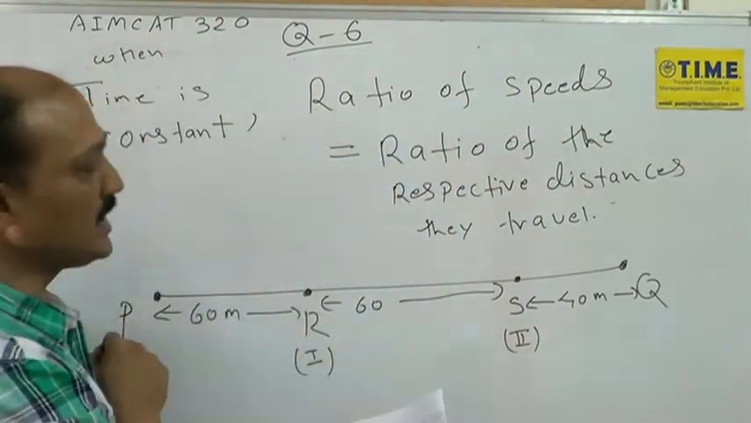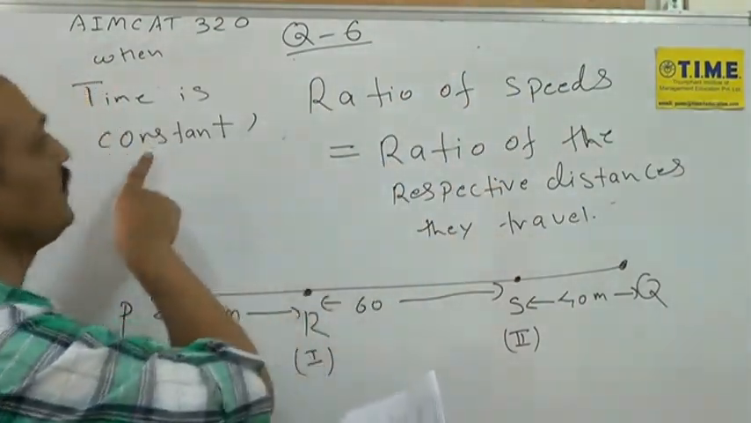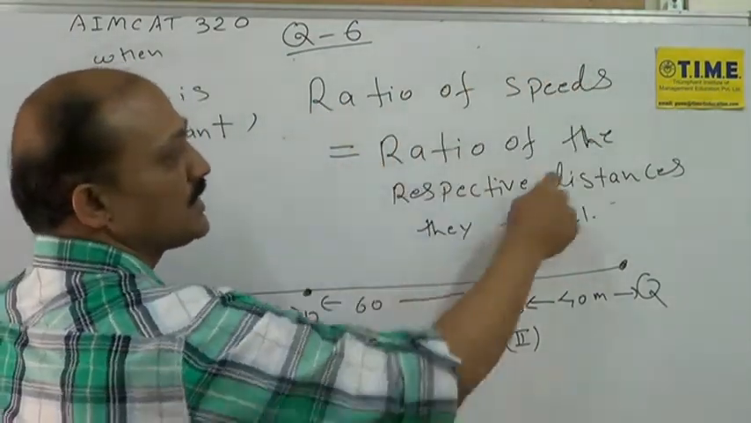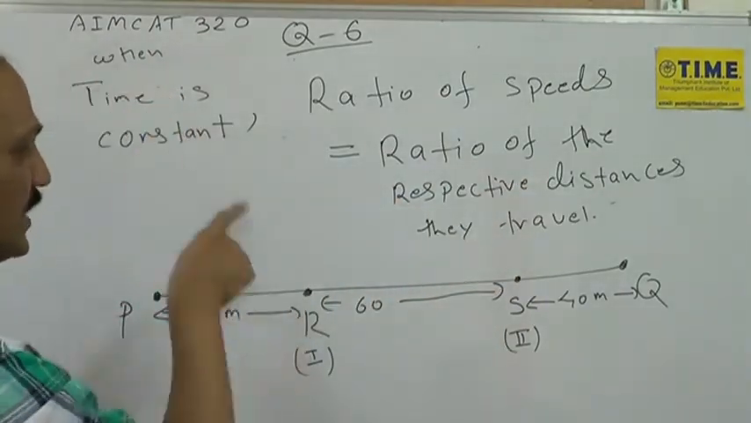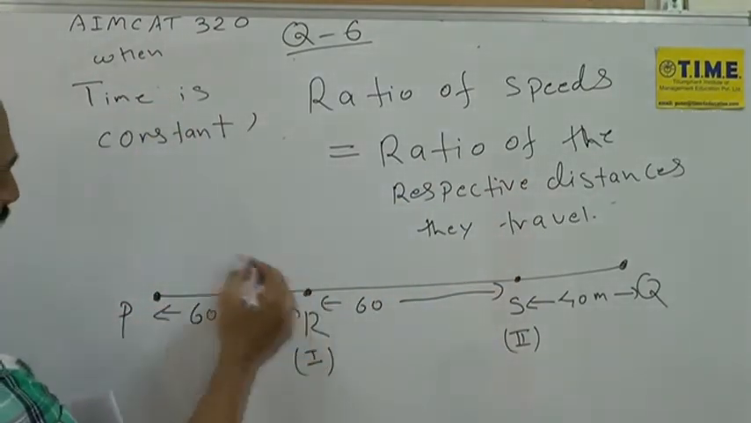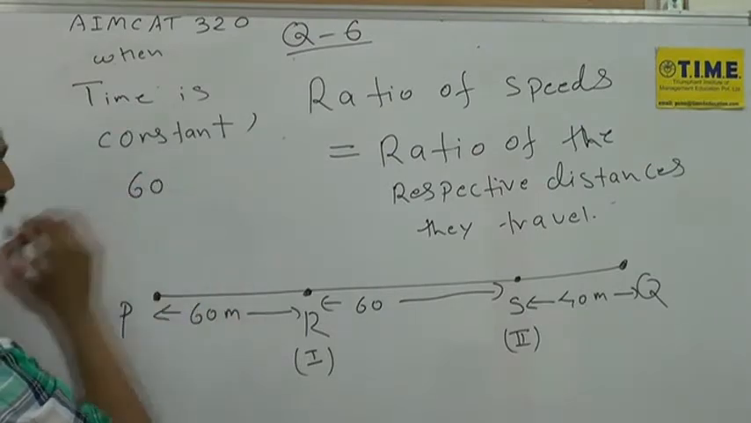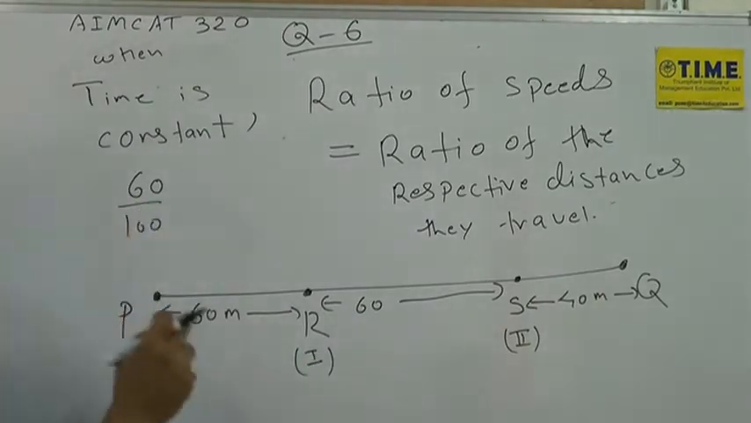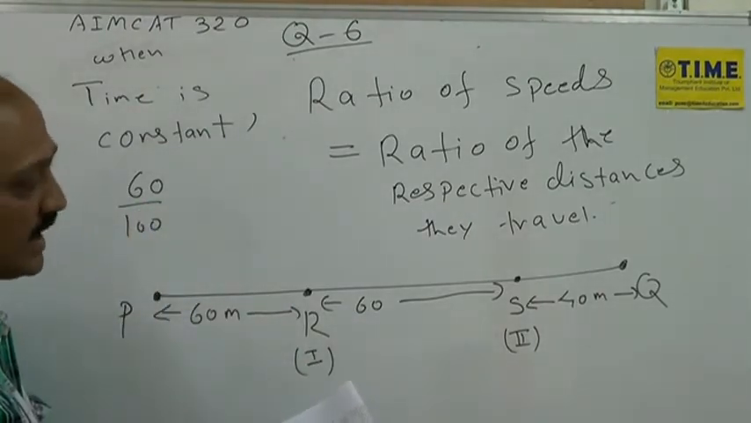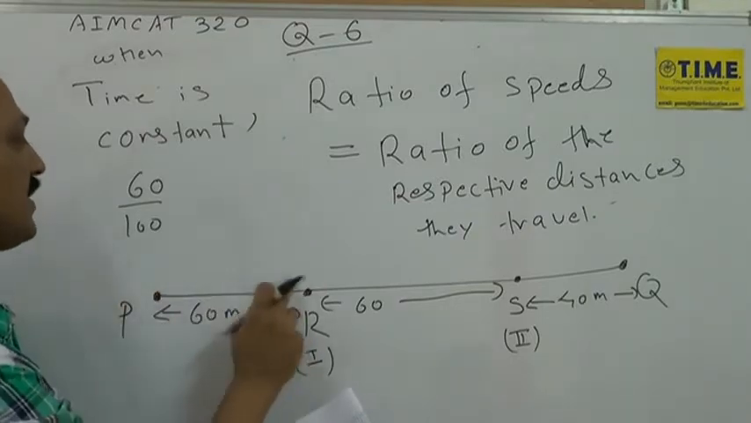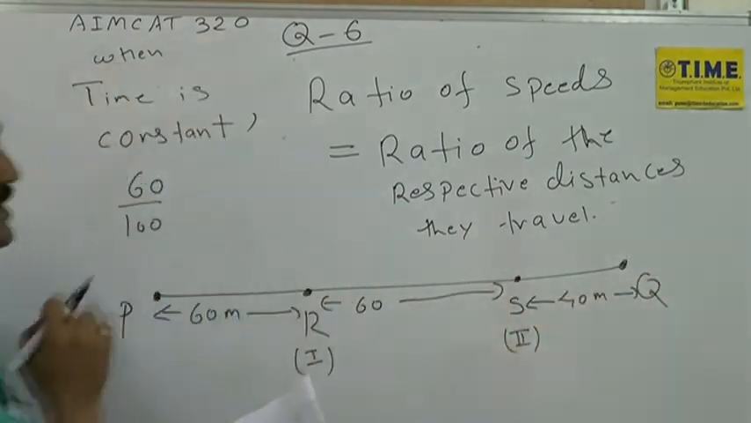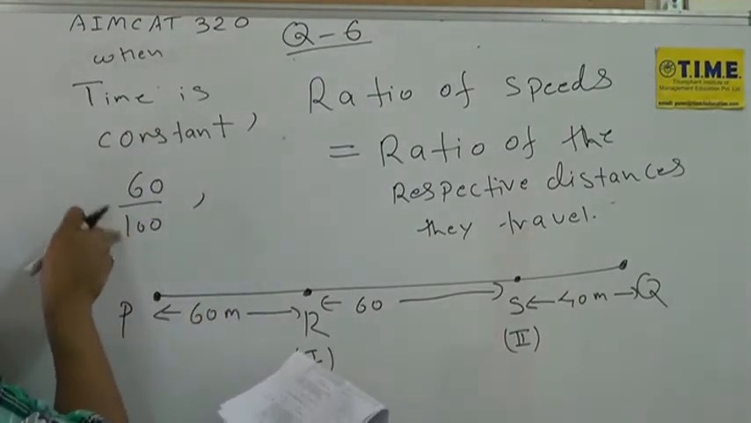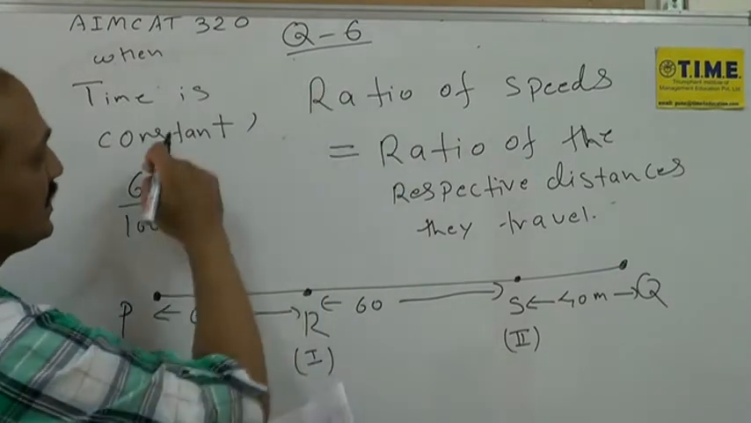Since they are starting simultaneously, whenever they meet, they have been traveling for the same time duration. Now, when time is constant, the ratio of the speeds should be equal to the ratio of the respective distances they travel. So when they meet for the first time, A is traveling 60 meters, B is traveling 100 meters. If I assume that 160 meters is the answer, this becomes the ratio of the speeds.